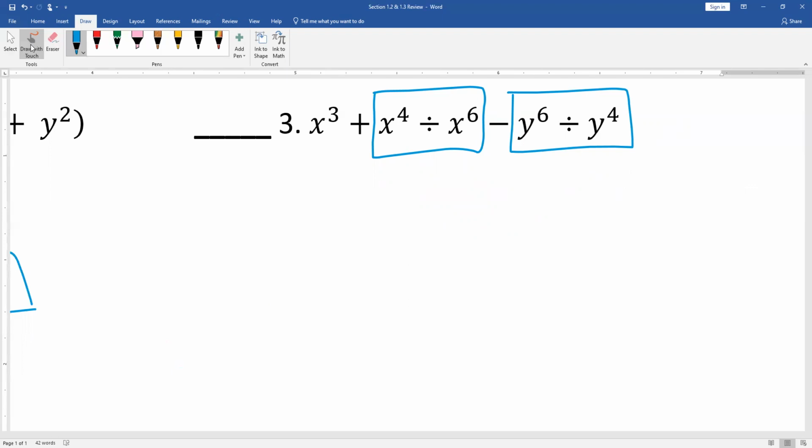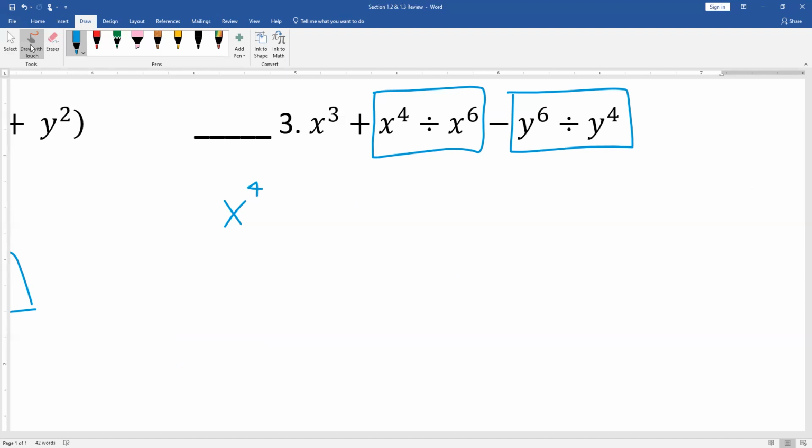So we can't really do anything with the variables that are separated by plus and minus, but we can do this. So if you remember from section 1.2, your quotient property of exponents tells you that any dividend, which in this case is x to the 4th, divided by the divisor means that you subtract your exponents.